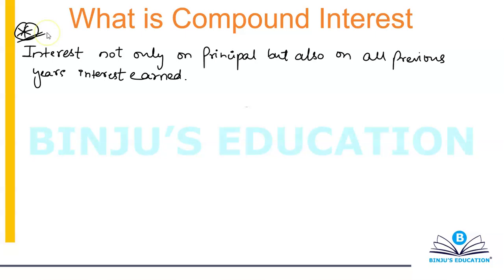The first thing is you need to understand what it is exactly. Then only you will be able to understand how to calculate it. So what is compound interest, or what effectively do we calculate? What kind of interest do we calculate when we talk about compound interest? It's an interest which is not only calculated on the principal value but also on all previous years' interest earned. I'm not saying only the previous year, on all previous years' interest earned.